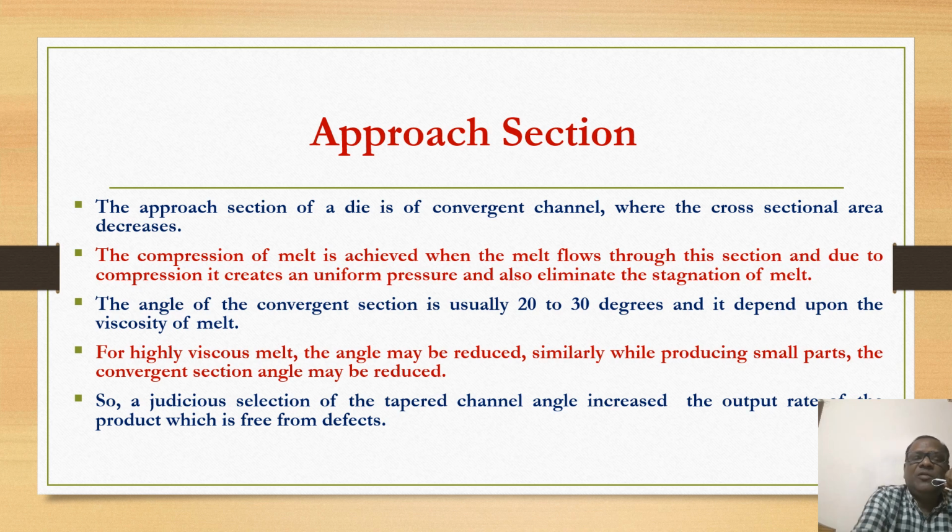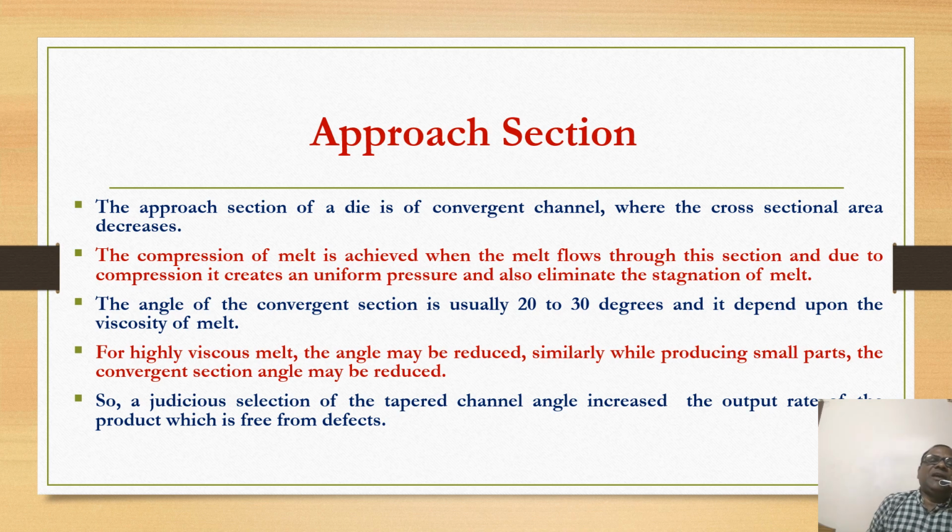And when the melt flows in that convergent channel, it will compress the melt. So the compressed melt is achieved when the melt flows through the approach section, and due to the compression of the molecules as it flows through, it creates a uniform pressure, and it also eliminates the stagnation of melt inside the die.